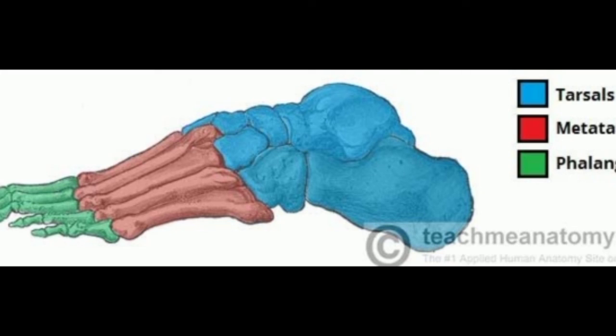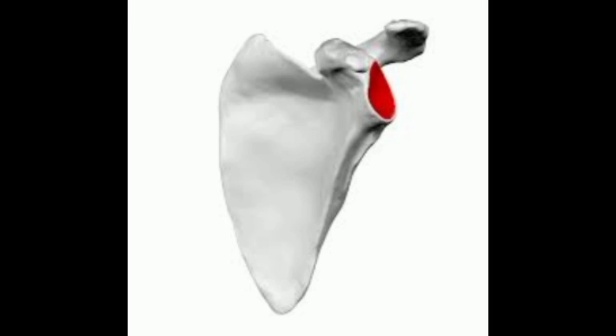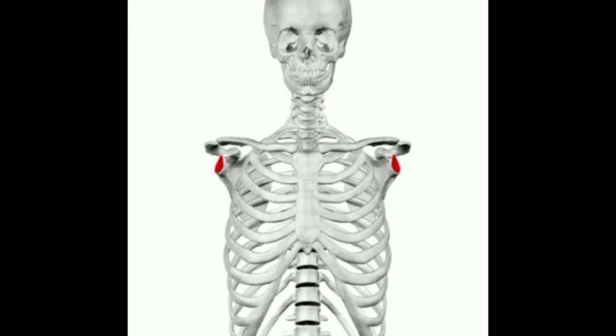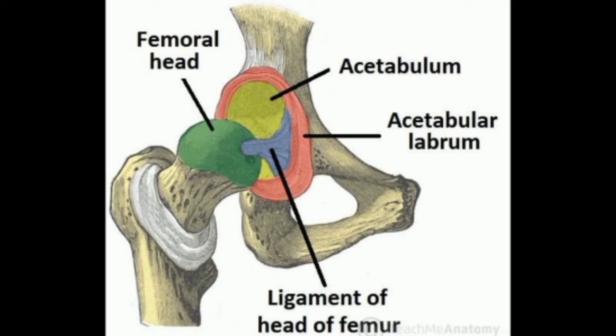Moreover, 2 cavities are present in the upper and lower limbs. Number 1 is the glenoid cavity, in which the spherical head of the humerus fits. Number 2 is the acetabulum, in which the femur fits.